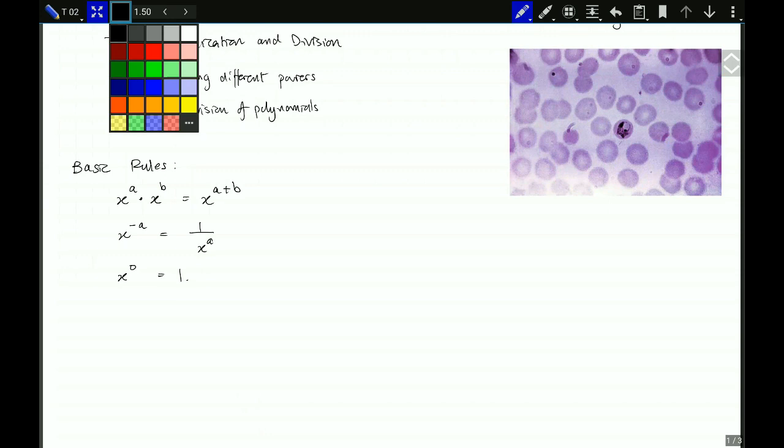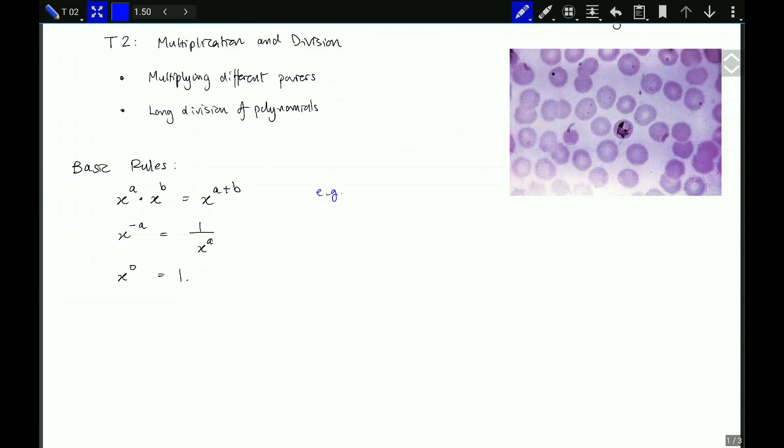As a simple example, x to the minus 3 times x to the 5 is equal to x to the 5 divided by x cubed. And that's the same as x squared. And that's the same thing as x to the minus 3 plus 5. So everything's the same.